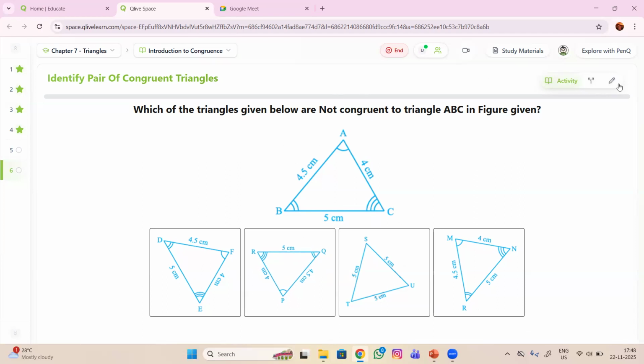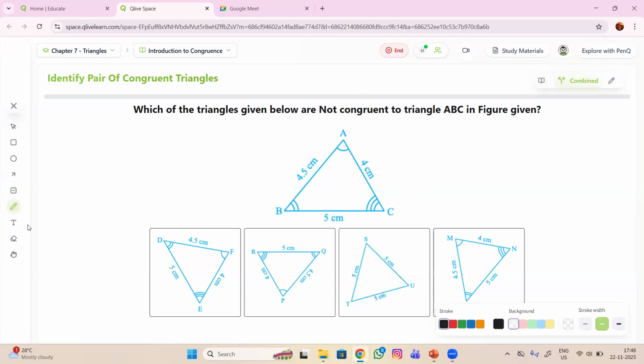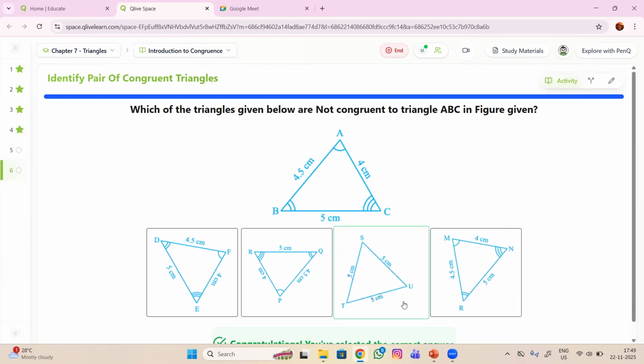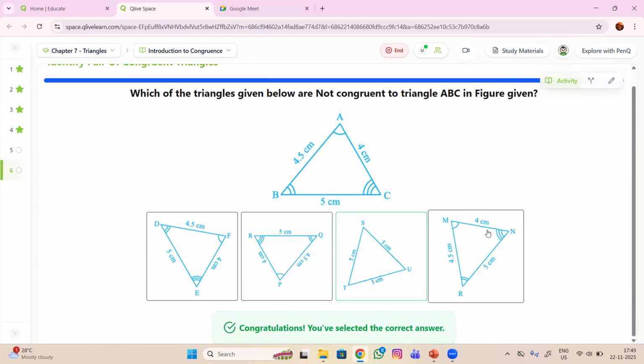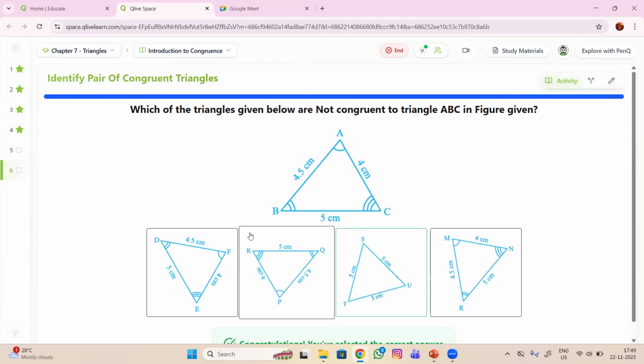Listen carefully. We have to find the triangle that is not congruent. Side-wise, these are congruent. These three figures have sides 4.5, 4, 5. Yes, the hidden one is this one, because its three sides are 5, 5. So this is the not congruent triangle below. Okay. So I think this is clear for the congruence of triangles.